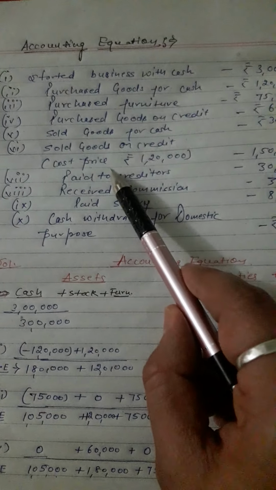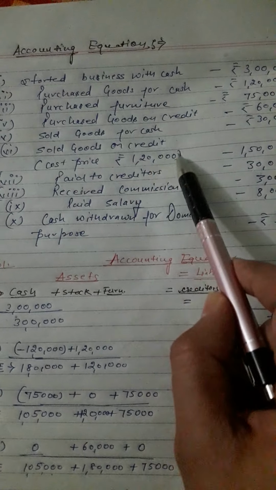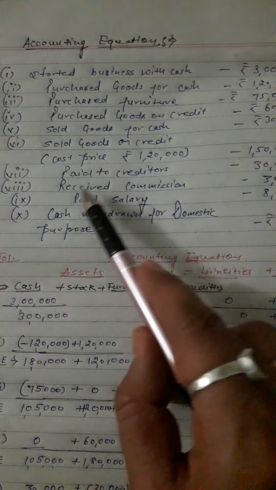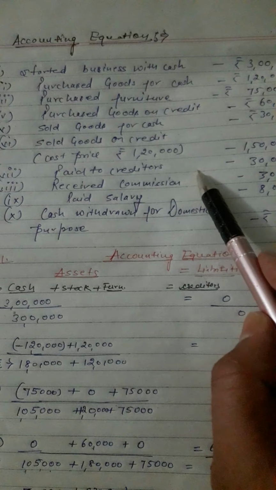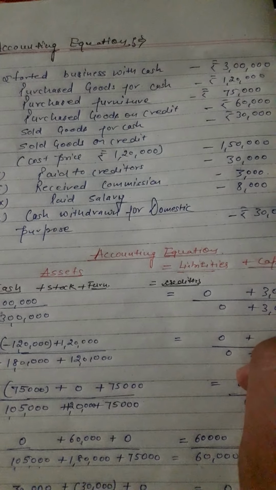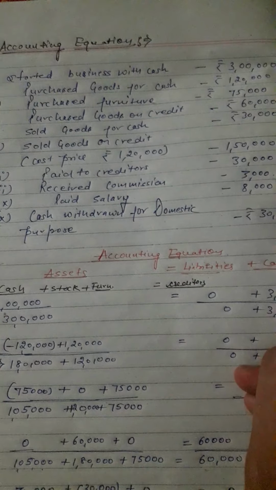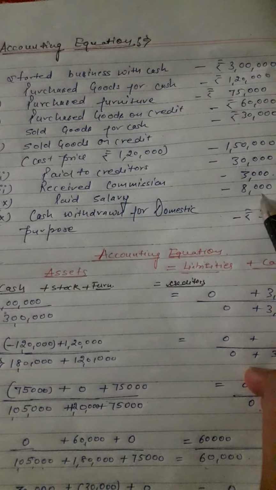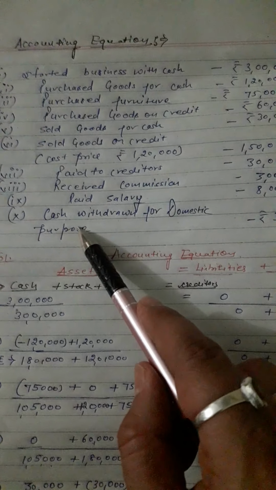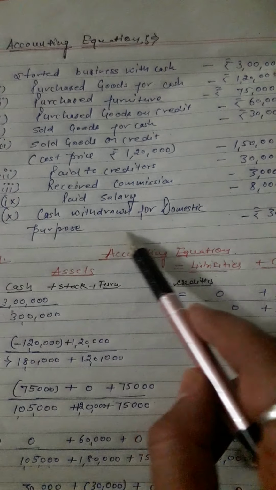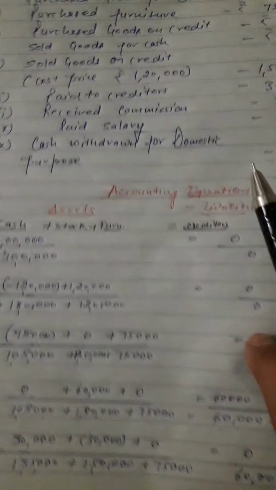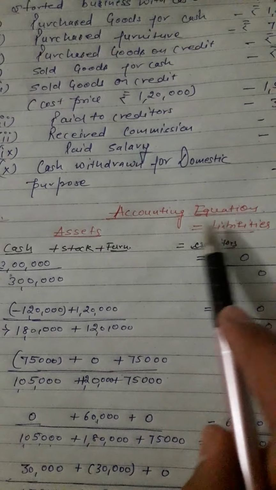Sold goods on credit, cost price is 1,20,000 and selling price is rupees 1,50,000. Paid to creditors rupees 30,000. Received commission 3,000. Paid salary 8,000. And last one is cash withdrawn for domestic purpose, it's given 30,000. Now we will solve this numerical.